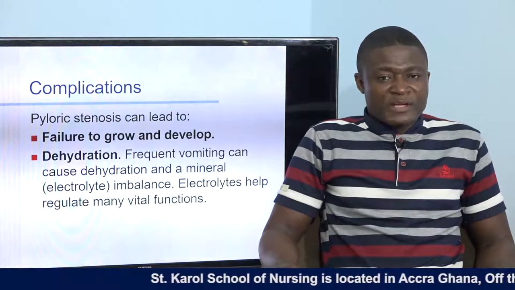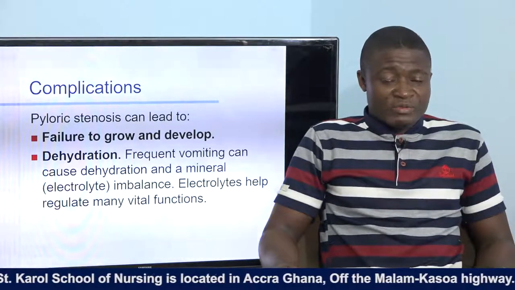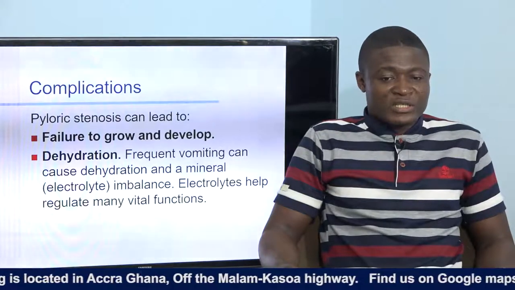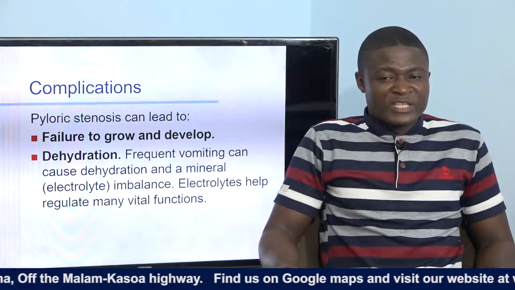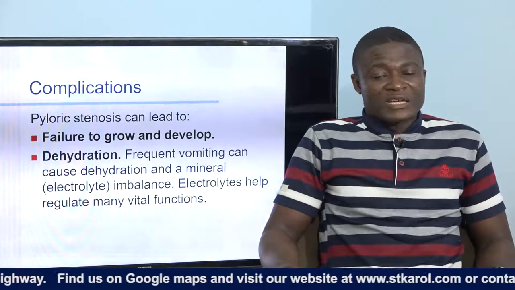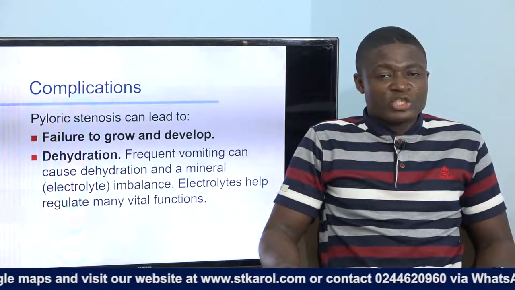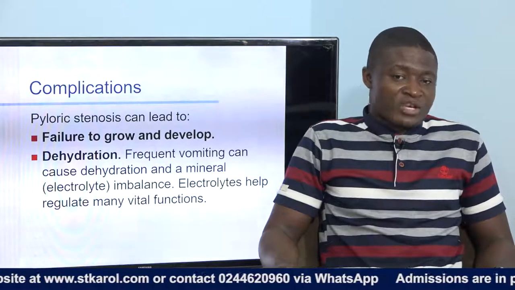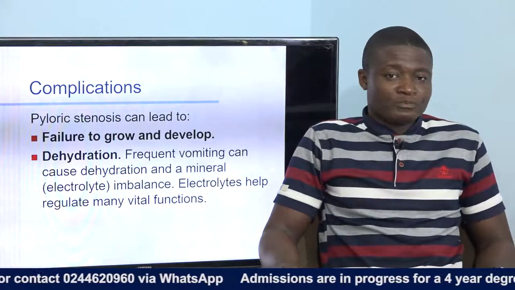So with pyloromyotomy, I'm talking about the surgery, for you to prepare them preoperatively, the child and the parents will have to go through all the five managerial steps or components: physical preparation, psychological preparation, socioeconomic preparation, spiritual preparation, and then physiological preparation. And then after surgery, all the measures under postoperative management also hold.